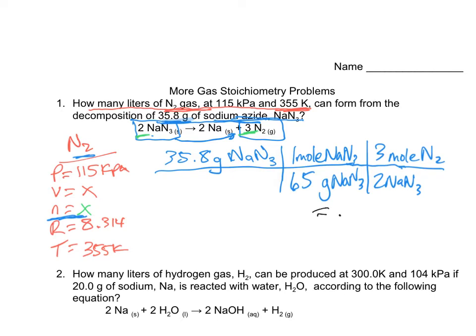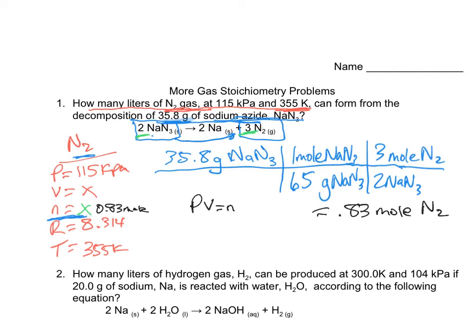Our calculation is 0.83, and again, that's moles of nitrogen, which is going to end up being our N. So from there, now we're going to plug that into PV equals nRT.